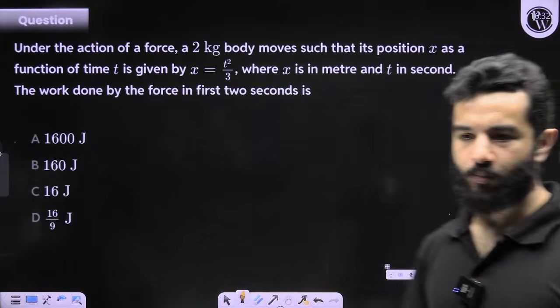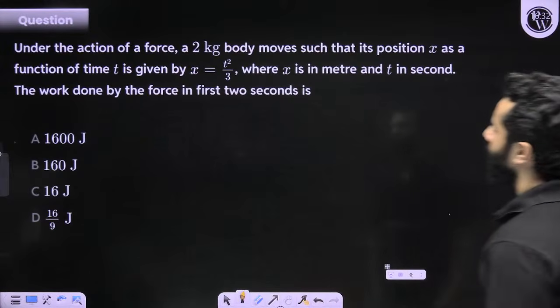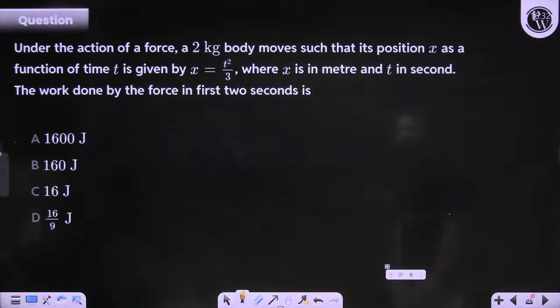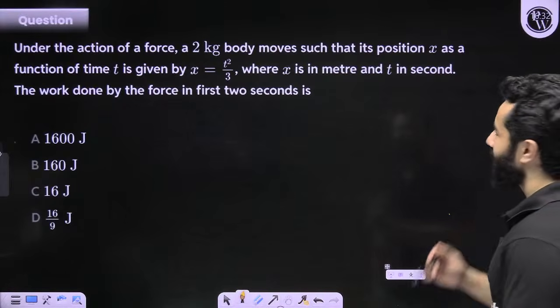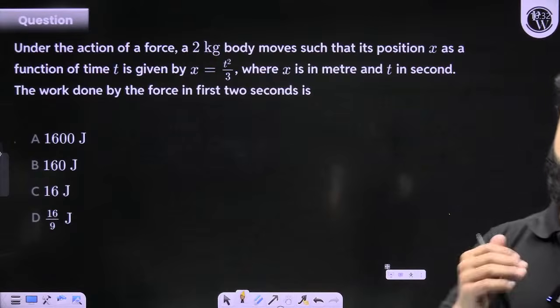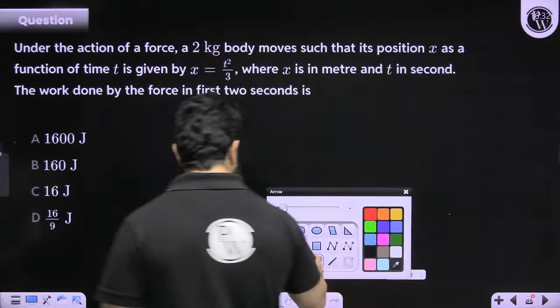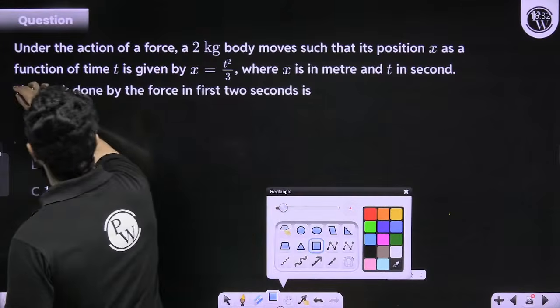Let's solve this problem. Under the action of a force, a 2 kilogram body moves such that its position x as a function of time t is given by x equals t square by 3, where x is in meter and t is in second. The work done by the force in the first 2 seconds is... Again they are talking about work done.